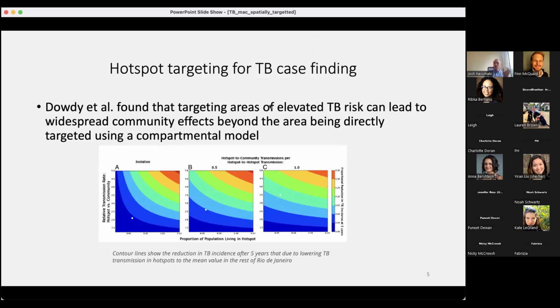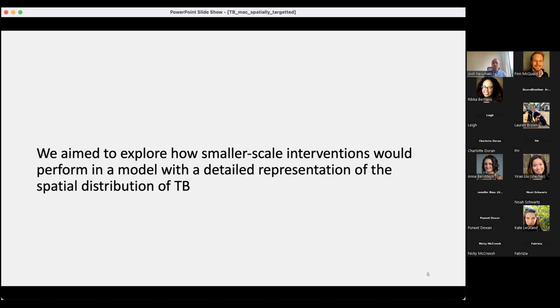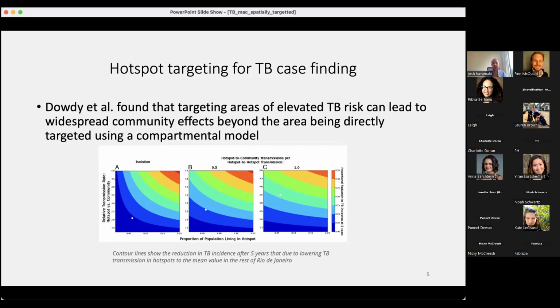Basically it was a compartmental model based in Rio de Janeiro, and they found that if you could target these hotspots and normalize the transmission in the hotspots to the same level as the rest of the community, then it could lead to substantial reductions in TB. As I said, this was a compartmental model, which has certain assumptions about homogeneous mixing. I should also mention that the Dowdy work was dealing with large populations, so the interventions in the model were given to many people at the same time.